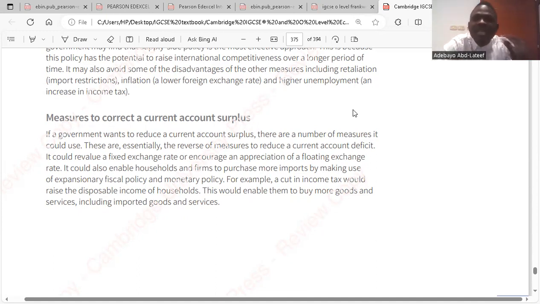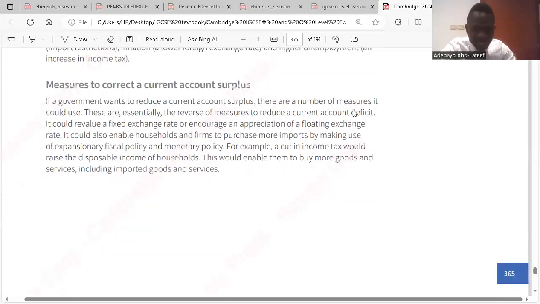Government wants to correct current account surplus. For government to correct current account surplus, government might revalue the currency. If government revalues the currency, what happens? Export prices increase. People will not do export, but you can do more import. But because you're having less export, that is why it balances. I think that is clear. Yeah. Government might cut income tax. If government cuts income taxes, imports will increase, demand will increase.